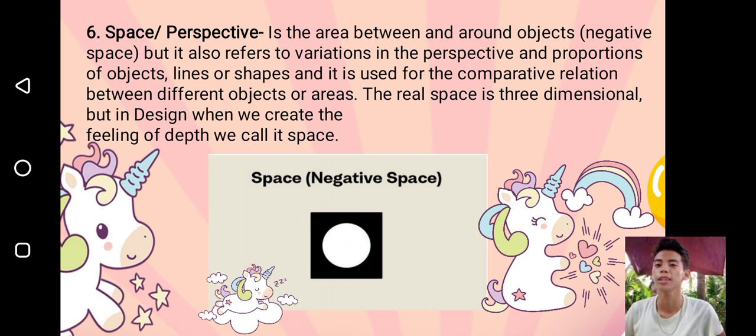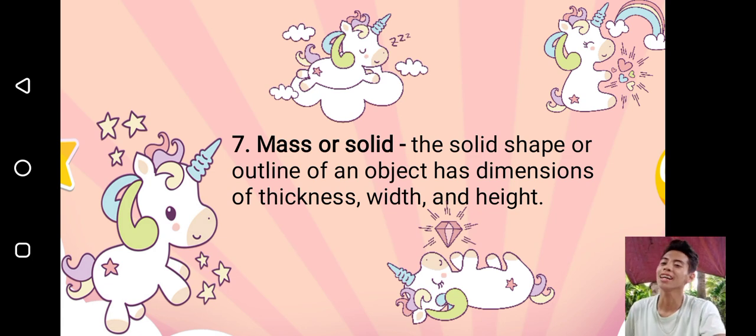So, the real space is three-dimensional, but in design, when we create the feeling of depth, we call it the space. So, ano siya ang picture sa space, negative space. So, then last is mass or solid. The solid shape or outline of an object has dimensions of thickness, width, and height.